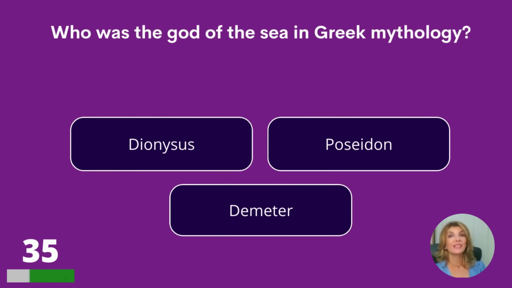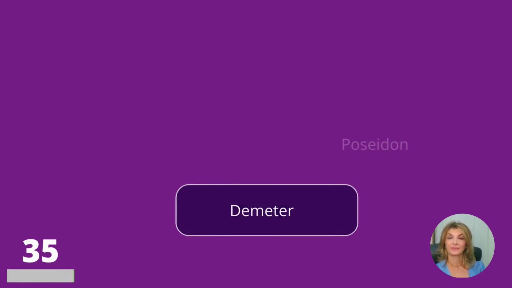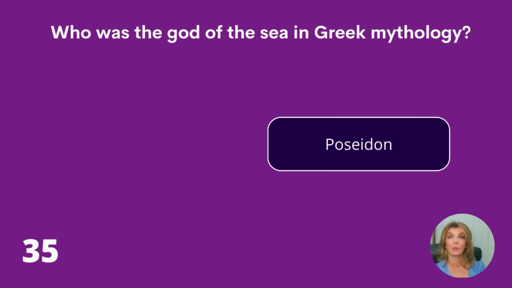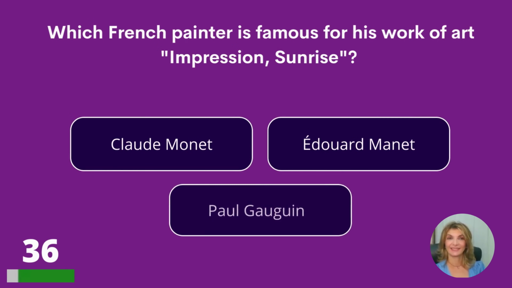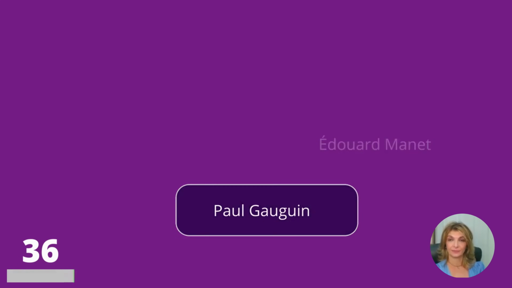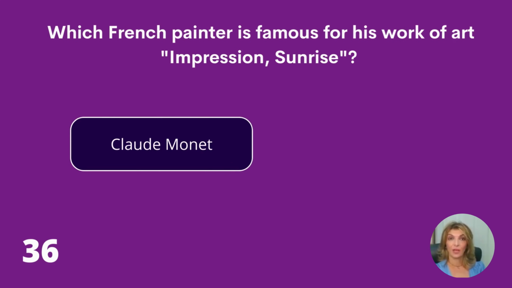Who was the god of the sea in Greek mythology? Dionysus, Poseidon, or Demeter? Poseidon. Which French painter is famous for his work of art Impression Sunrise? Monet, Edouard Manet, or Paul Gauguin? Claude Monet.